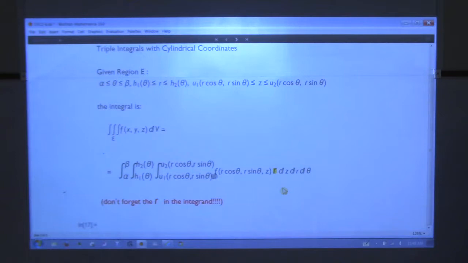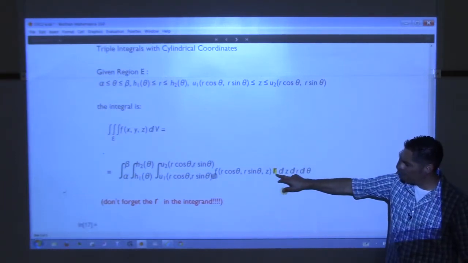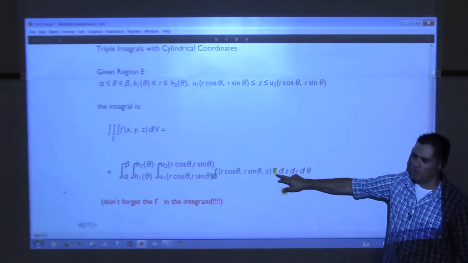And I think I accidentally highlighted that. Did I accidentally highlight that? No, I didn't. I just wanted you to remember this.